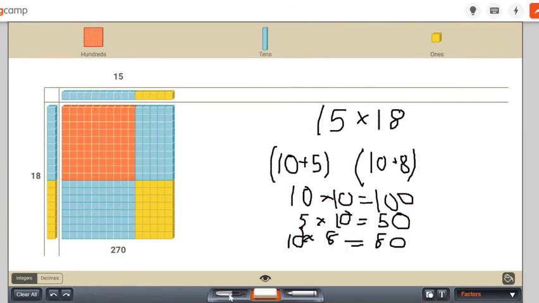If I come back over here, what did I just do? I did 5 times 8, and I got 40. So 5 times 8 to get 40. Now, if you add up 100 plus 50 plus 80 plus 40, you would get 270. And that's what our answer is: 15 times 18 is 270.